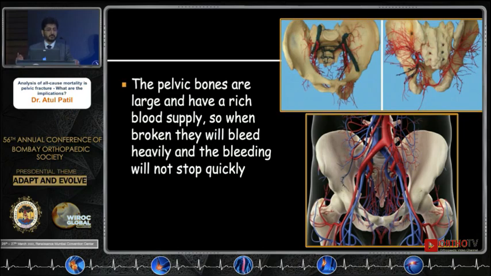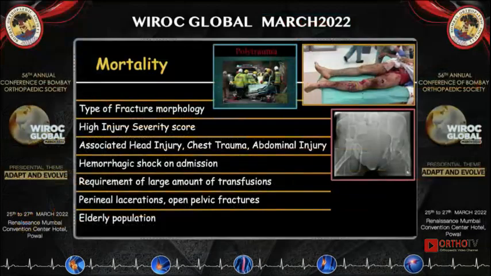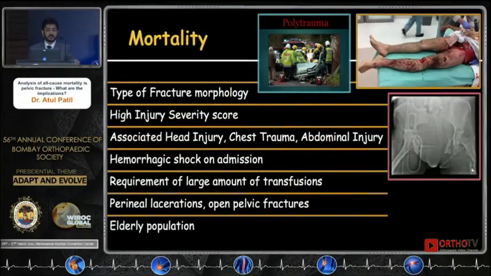It depends on the type of fracture. Next slide. It depends on the type of fracture. It also depends on a high injury severity score. It is also dependent on associated head, chest, and abdominal trauma, hemorrhagic shock on admission and requirement of blood transfusion, open pelvic fractures, perineal lacerations, and the elderly population who are frail. So these are the factors which affect the mortality in pelvic fractures.